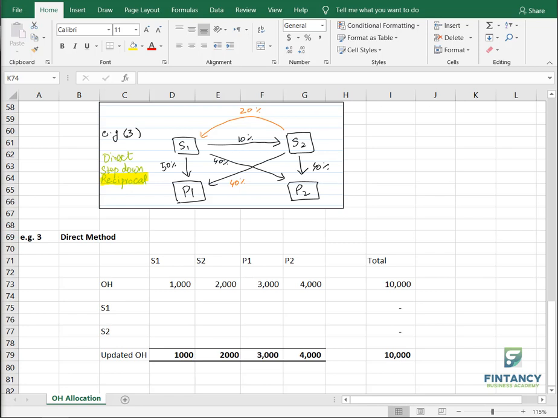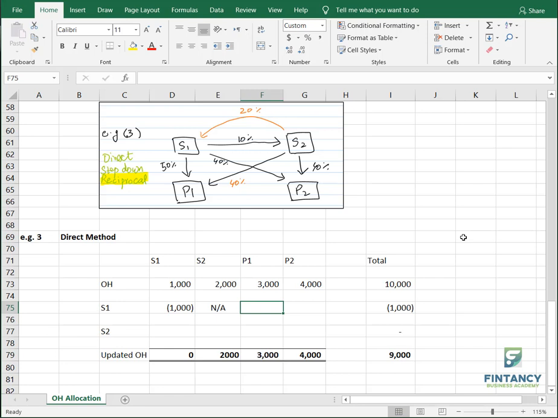So my friends, if we are using direct method, what we will do, we will ignore inter-service department relationship. So when I am taking this 1000 from S1, this is not applicable. Like before, remember I told you, not applicable. We cannot give anything to service department from service department in direct method. So what we will do is the same we did before.